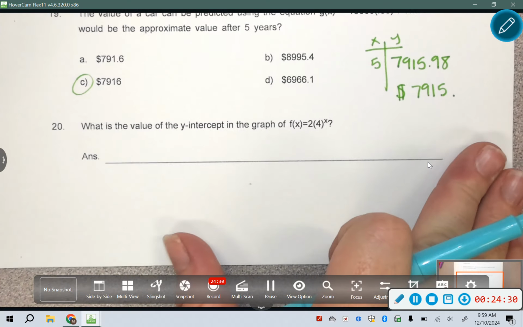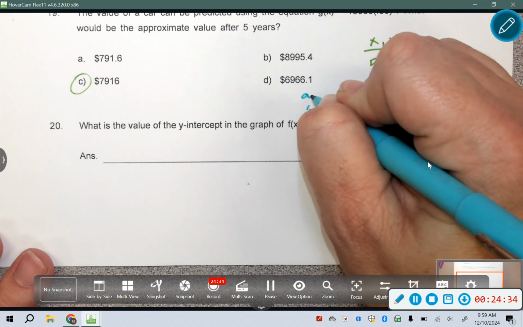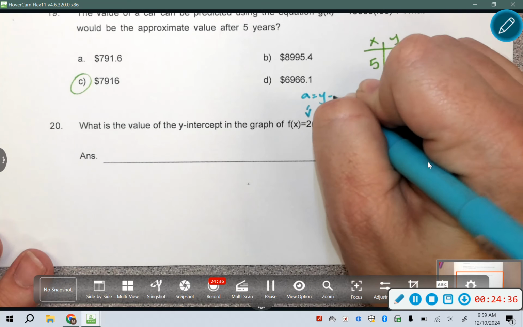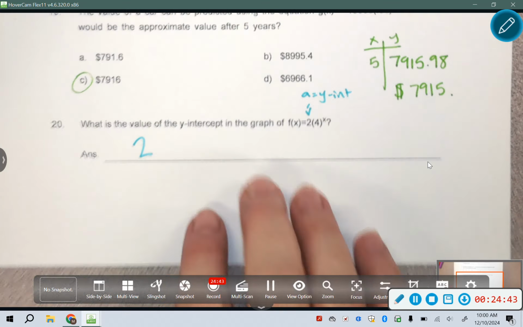Okay, number 20 says, what is the value of the y-intercept? Well, I want you to remember, A is your y-intercept. So my y-intercept is 2. Almost done.